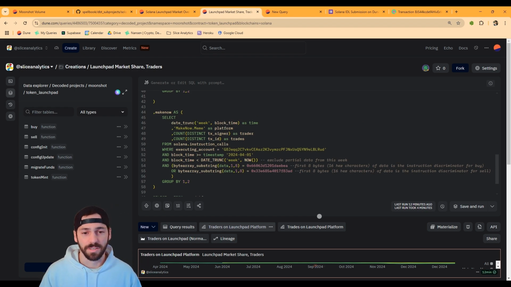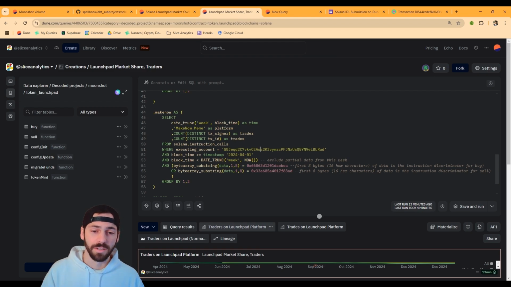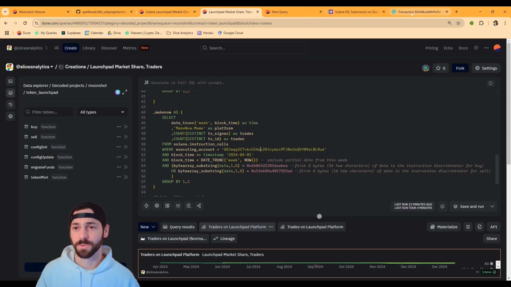This is where we can use the Solana.instruction calls. And just like in the previous videos, what we need to do is isolate it by the program that's making this instruction call. And here I was able to find, again, by submitting a transaction on the platform and then looking at the transaction, that Make Meme Now is the protocol that I'm looking at, I think it's called. And I was able to find the outer executing account here. And then what we need to do is isolate the buy transactions and the sell, just like we did with Moonshot. To do that, I'm going to decode some of the raw instruction data using this byte array substring. And let me jump to Solscan so hopefully this will make a little bit more sense.